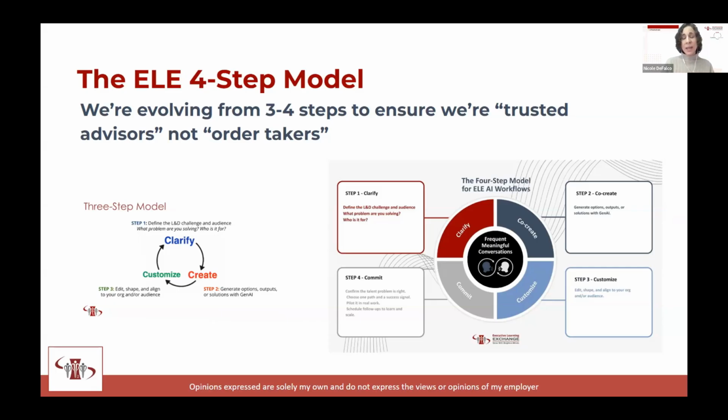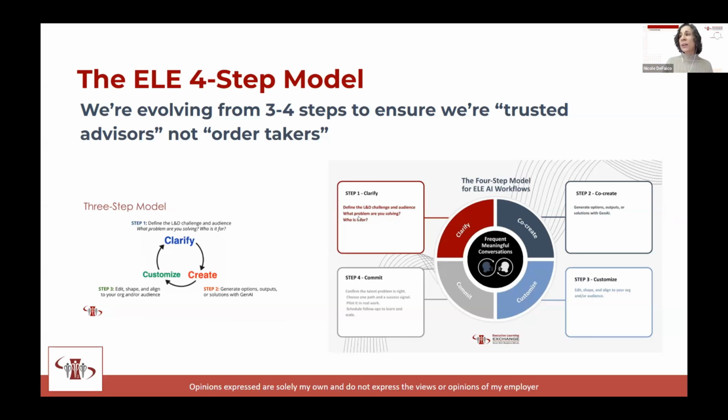Is it the right problem? And is learning really the right solution? So you can see we had the original 3-step model, which was to clarify, create, and customize. And what we realized is we really need to slow our roll on our thing. Get it? Bad pun, sorry. But we need an extra step in there.